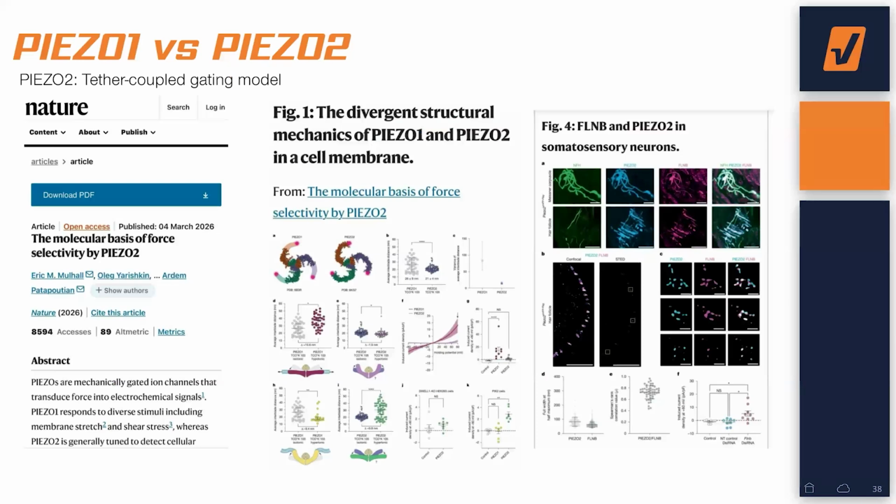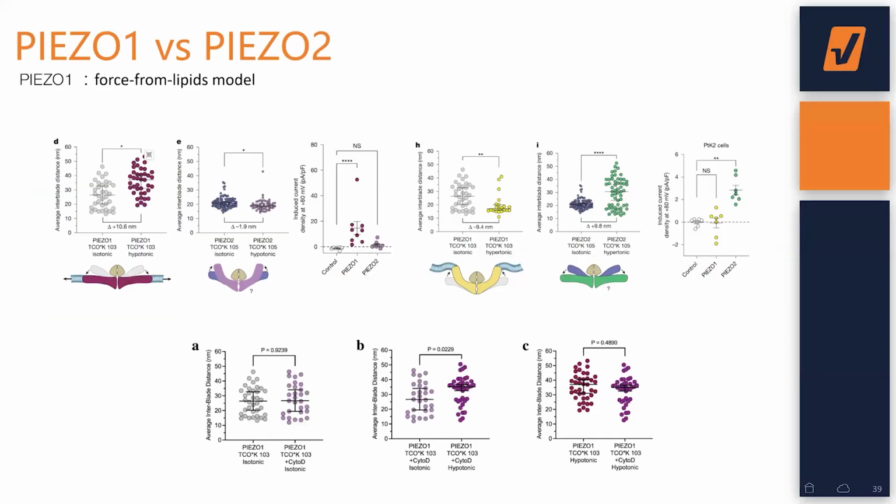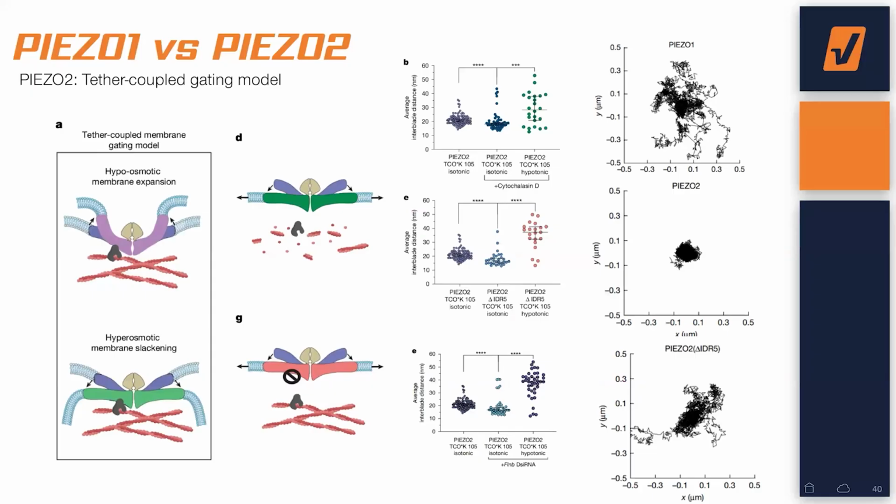Actually the same concept, same experimental procedure. It's so easy. Piezo 2 is expressed in somatosensory neurons, right? Then he did the same experiment as for Piezo 1. You try to measure the distance, this and that. Then the most important thing is he found Piezo 2 is actually anchored to the actin cytoskeleton via filamin B. Okay, it is different from Piezo 1.